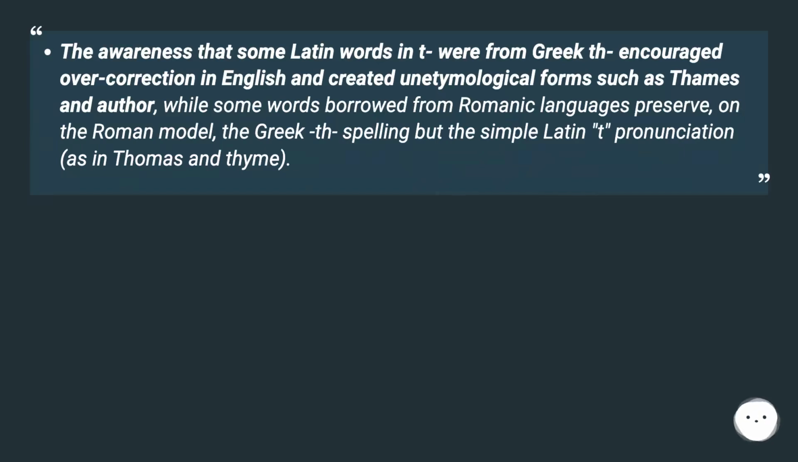The awareness that some Latin words in t were from Greek th encouraged overcorrection in English and created unetymological forms such as Thames and author, while some words borrowed from Romanic languages preserve, on the Roman model, the Greek th spelling but the simple Latin t pronunciation, as in Thomas and Time. Etymonline.